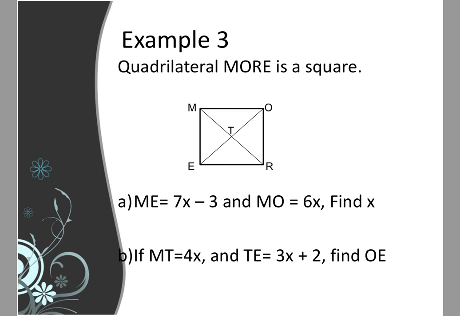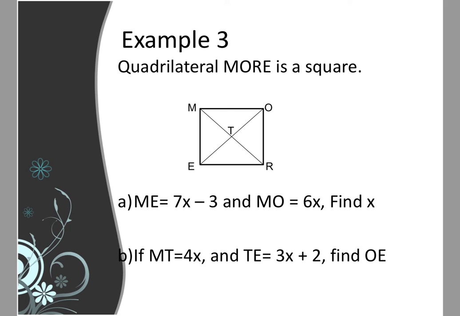All right. Quadrilateral MORE is a square. So now it has all the things. Opposite sides are parallel, all the sides are congruent. The diagonals are congruent. The diagonals are perpendicular. The diagonals bisect the angles. The angles are 90, which means those diagonals split into all 45-degree angles.